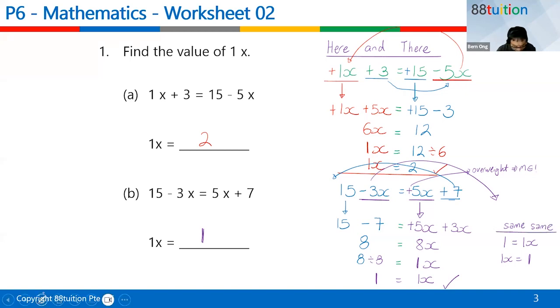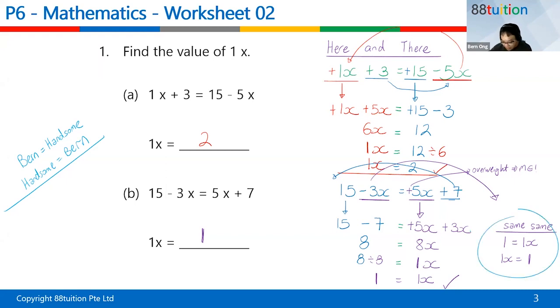Just like an example I give you, I know I have very thick skin. Burn is equal to handsome. Handsome is equal to burn. They balance. They are the same thing. So x equal to 1, 1 equal to x. They are the same thing. So you be confident. They represent the same thing.